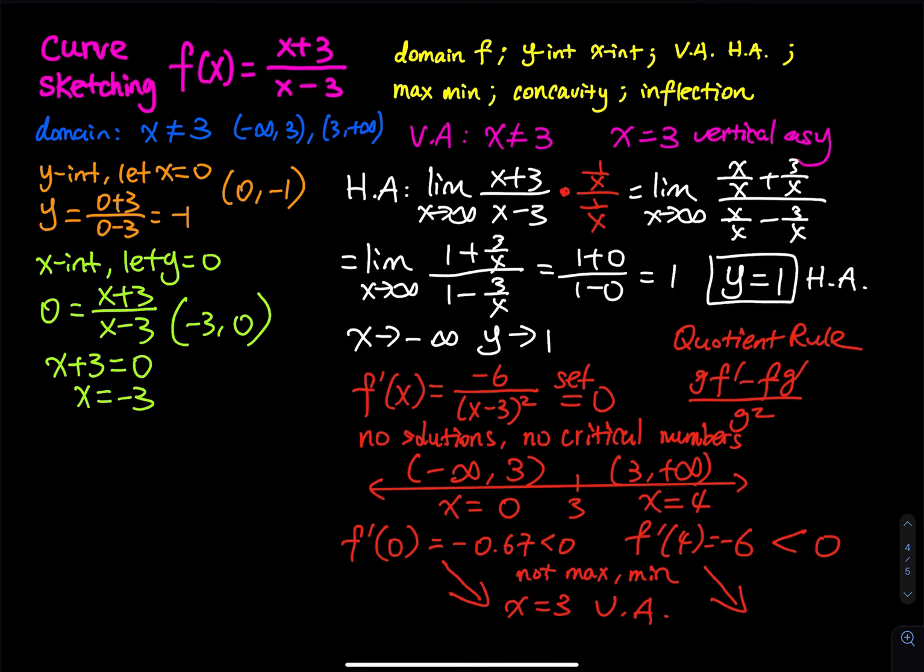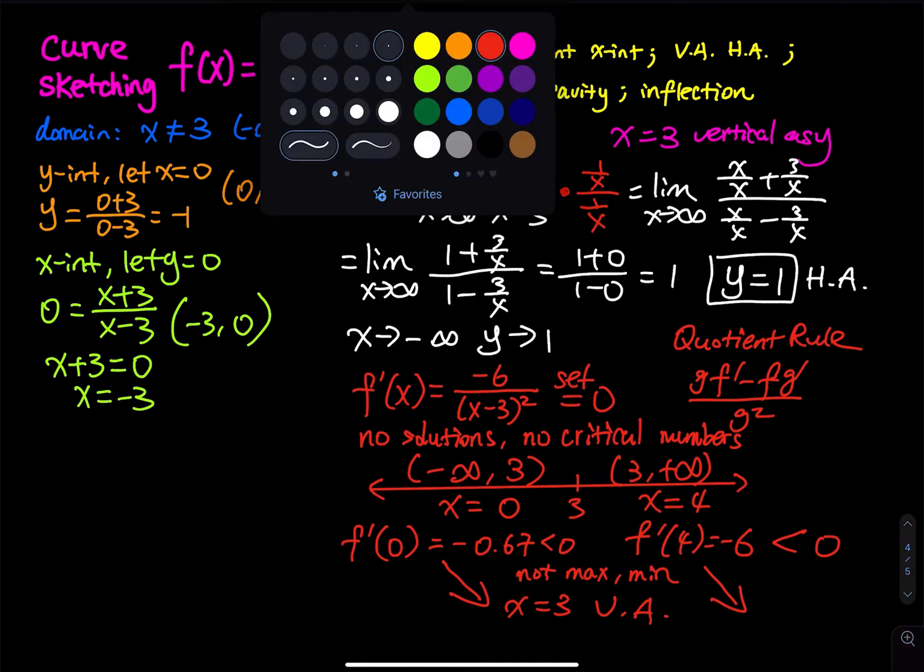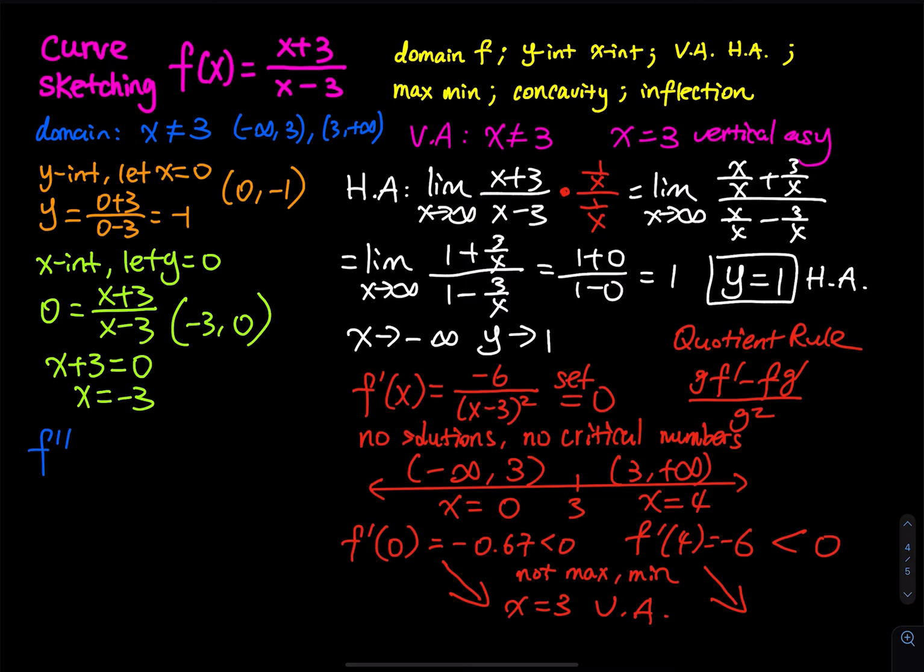You have to remind yourself. And then for the concavity, I'm going to do the same thing. So you take the derivative one more time. So you have f prime, and then you do a double prime. So f double prime, using the quotient rule. I am going to leave this job to you because you are learning curve sketching. You should be able to do derivatives. If you cannot do derivatives at all, please go back to the previous lesson.